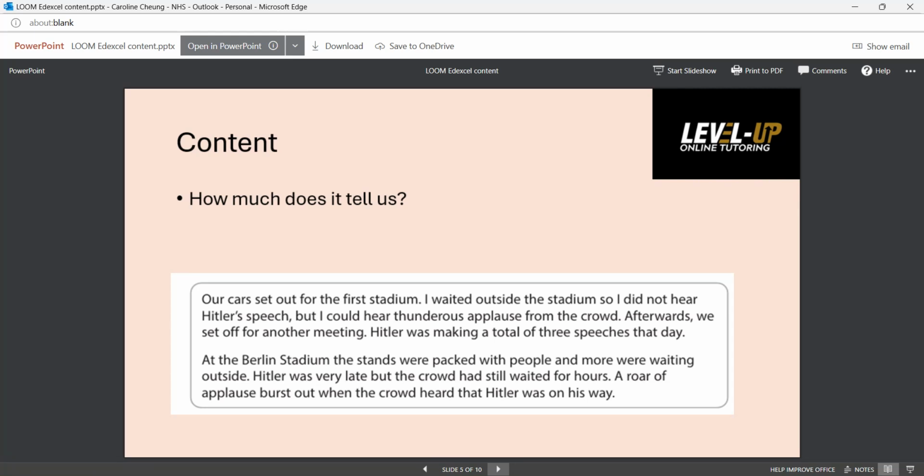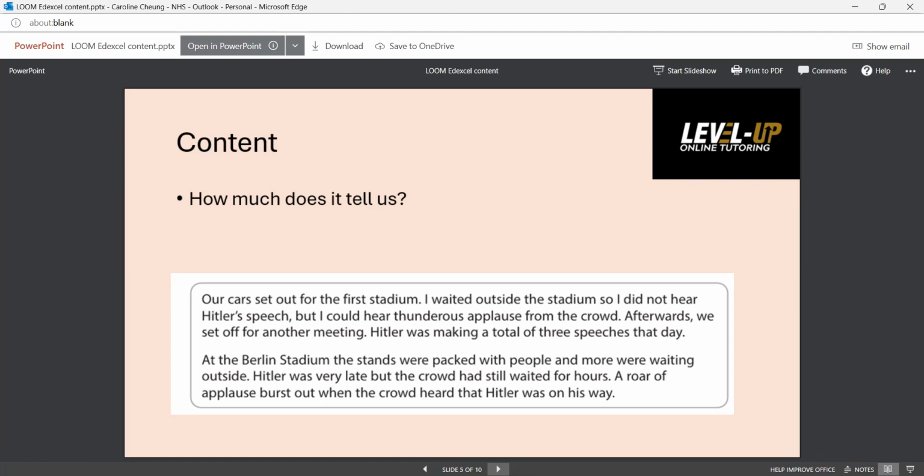So I put this source here. This appeared in one of the Edexcel papers a little while ago. "So our car set out for the first stadium. I waited outside the stadium, so I did not hear Hitler's speech, but I could hear thunderous applause from the crowd. Afterwards, we set off for another meeting. Hitler was making a total of 3 speeches that day. At the Berlin Stadium, the stands were packed with people and more were waiting outside. Hitler was very late, but the crowd had still waited for hours. A roar of applause burst out when the crowd heard that Hitler was on his way."